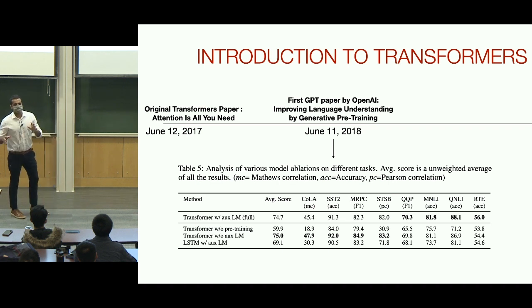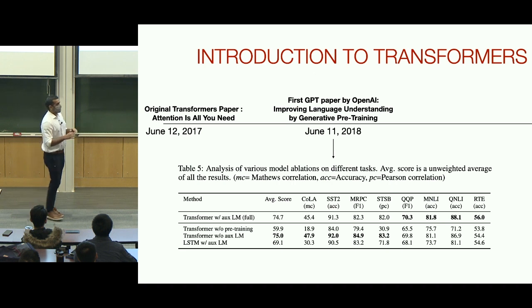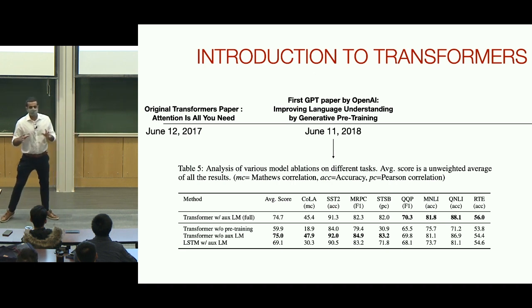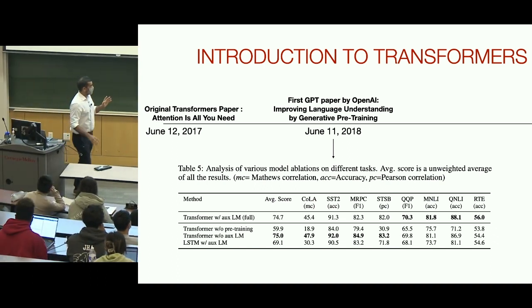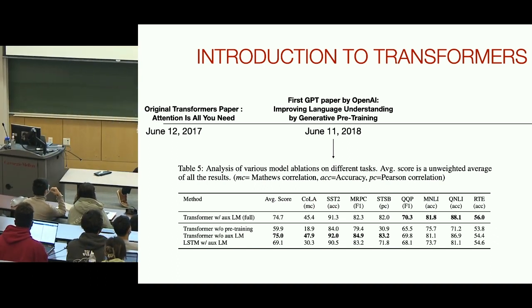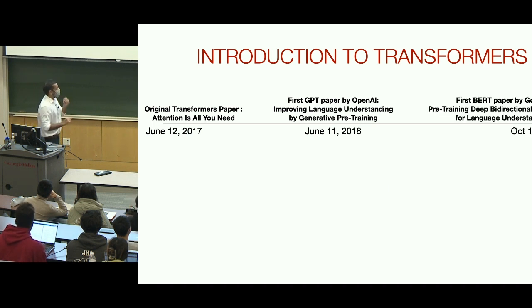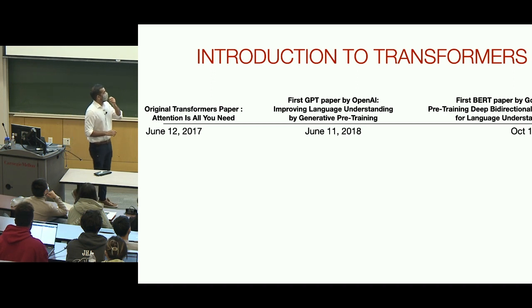And this is not a 6-point improvement in one task. This is averaged over 8 tasks. So that is significant. A 6-point improvement in one task is supposed to be significant, but when averaged over 8 different tasks, it's really big. So GPT took the world by storm, and we keep hearing about it all the time. And the next, I think, very famous paper came out a few months after the GPT paper called BERT.